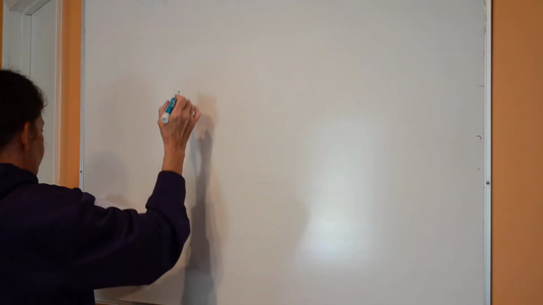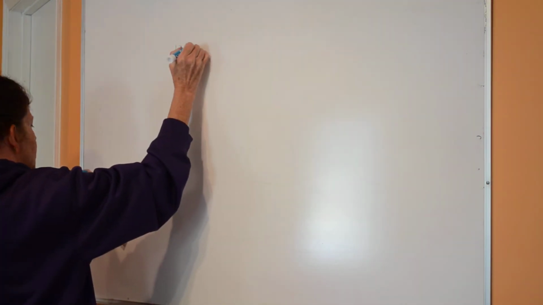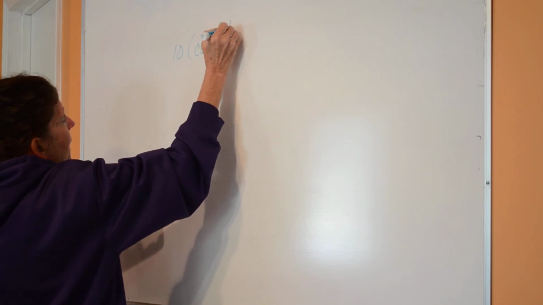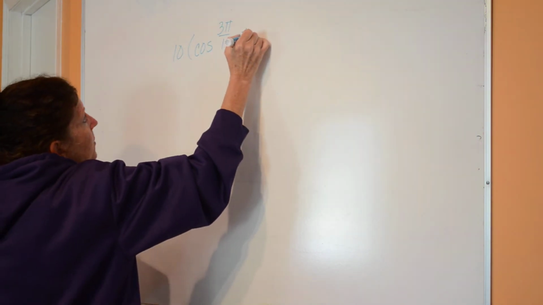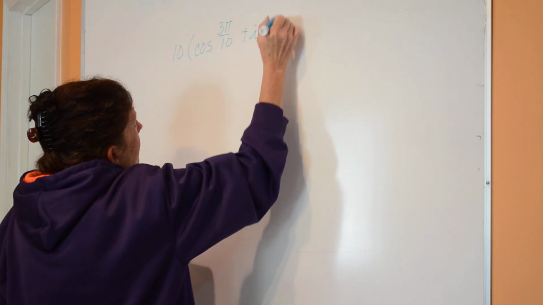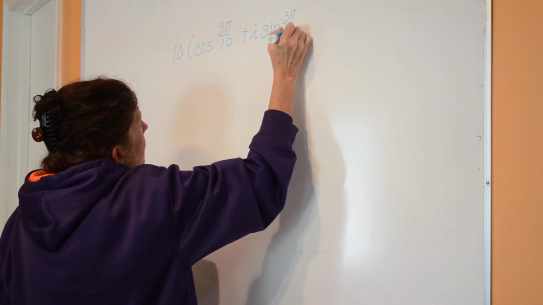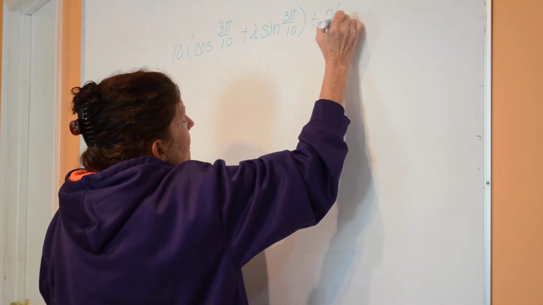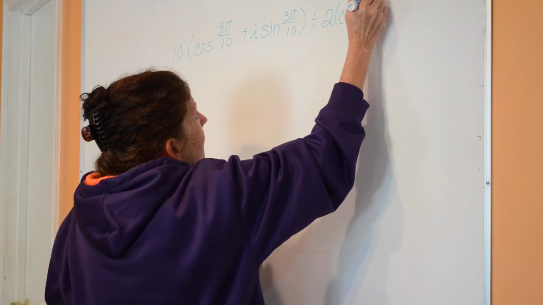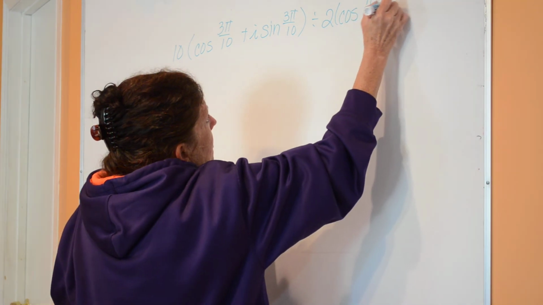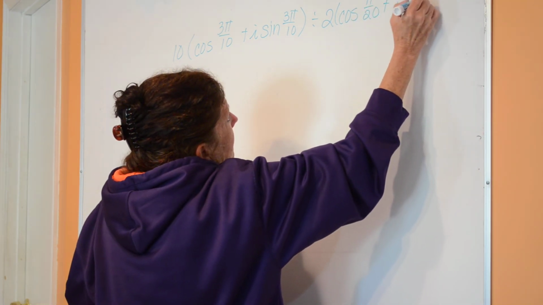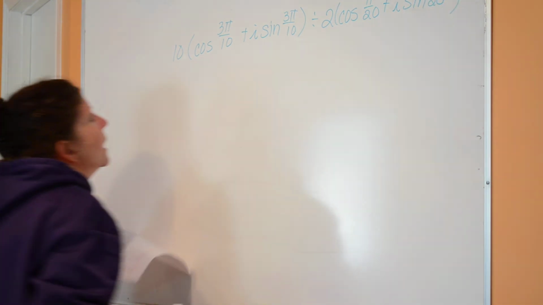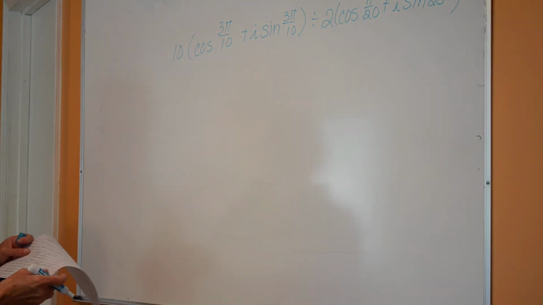I have 10 times the cosine of 3 pi over 10 plus i times the sine of 3 pi over 10, divided by 2 times the cosine of pi over 20 plus i times the sine of pi over 20. All right, work it, then come back to the video.